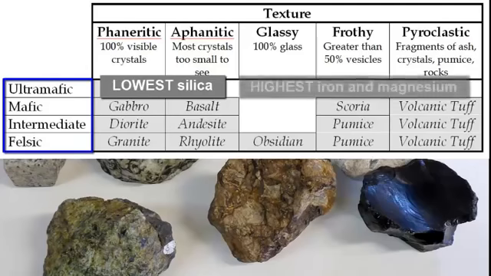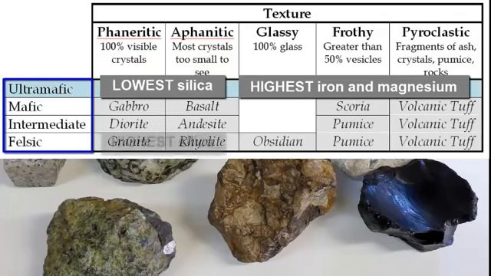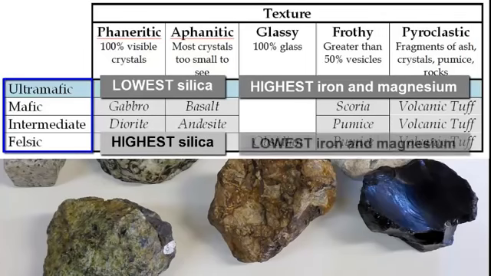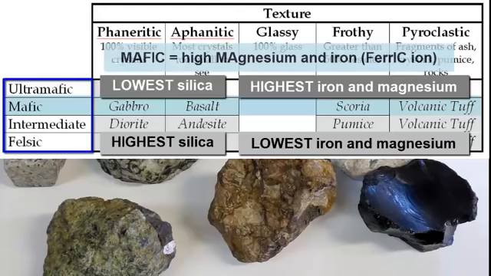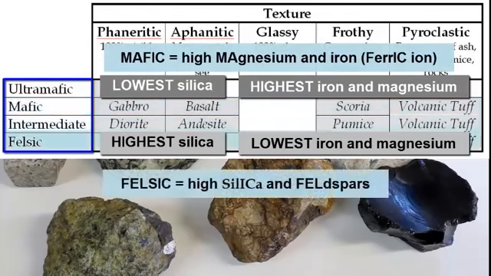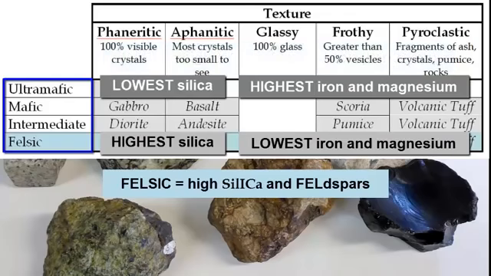Lowest silica, highest iron and magnesium compositions are called ultramafic. As silica content increases and iron and magnesium decreases, we move from ultramafic to mafic to intermediate to the highest silica content in felsic rocks. Note, mafic gets its name from its high magnesium and iron, ferric, content. Felsic gets its name from its high silica and feldspar content.